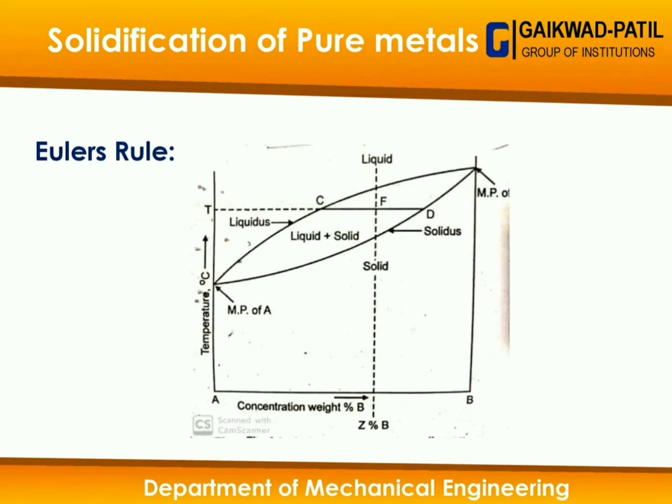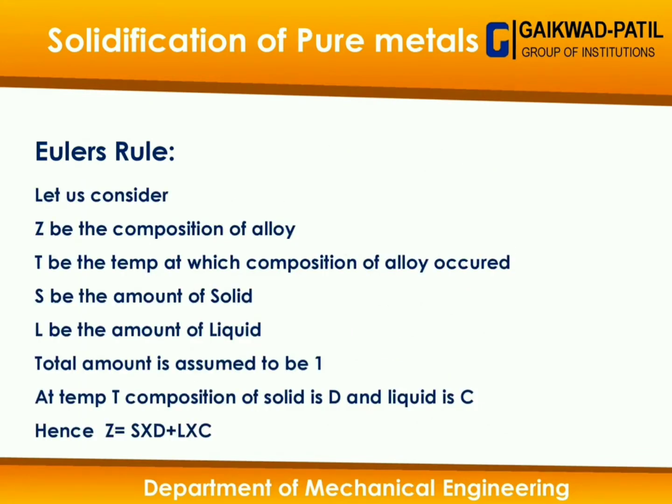Now the lever rule. The lever rule is used to calculate the amount of liquid and the amount of solid when we mix metals A and B in an isomorphous system. So how is it calculated? Let Z be the composition of the alloy, T the temperature at which that composition occurs, S the amount of solid, and L the amount of liquid. The total amount is assumed to be 1. At temperature T, the composition of solid is D and of liquid is C. Hence, Z equals S into D plus L into C.